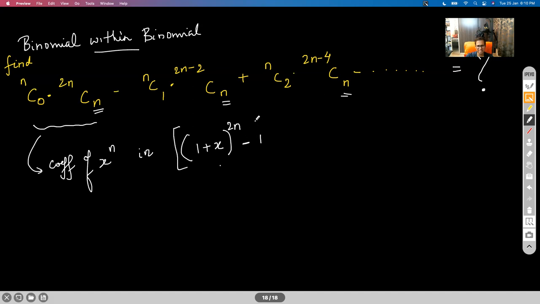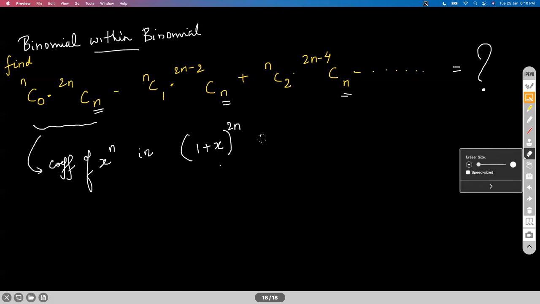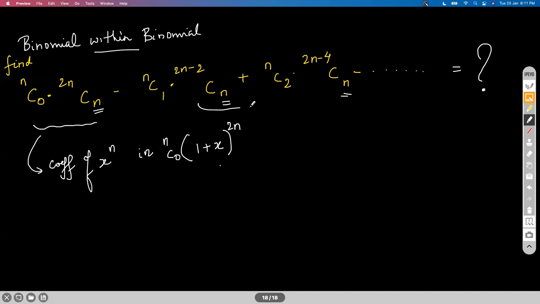Minus 1. Let me just write it down for the first term. I will not write it for the other terms. So I'm just trying to say that this first term is the coefficient of x to the power n in nC0 (1 plus x) to the power 2n. Do you all agree with me on that or not? Everybody agrees?